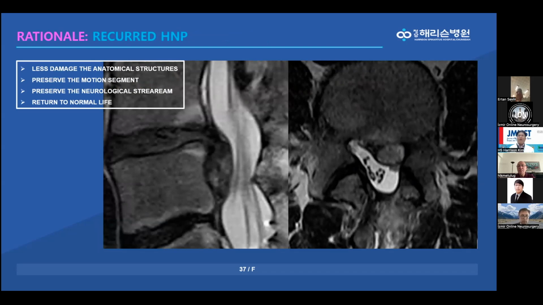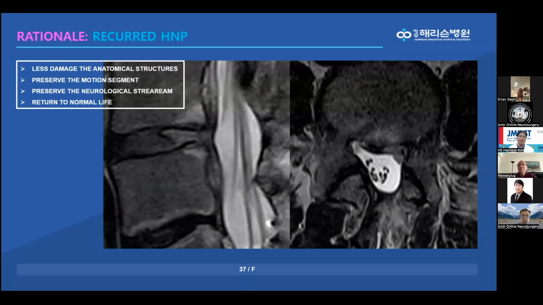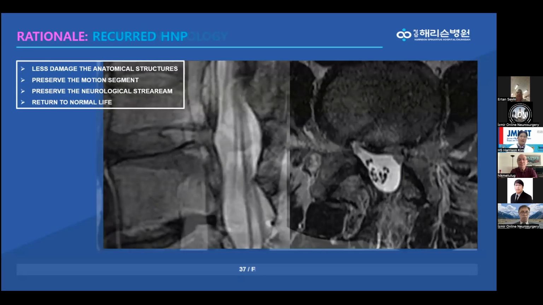But any patient, any doctor, we hope the patient will have only this pathology treated, and the doctor hopes to preserve all structures completely and return the patient to normal life. I believe that this can really be possible by the mobile outside-in technique.